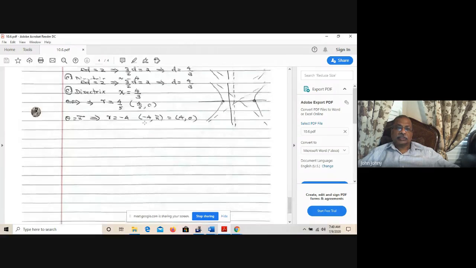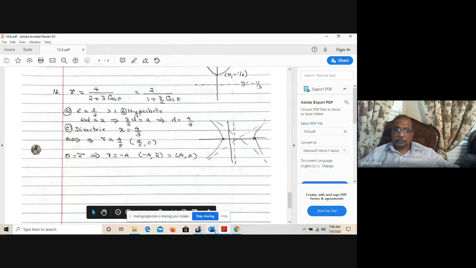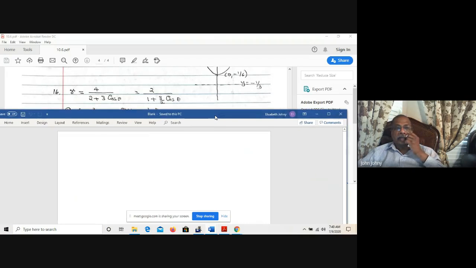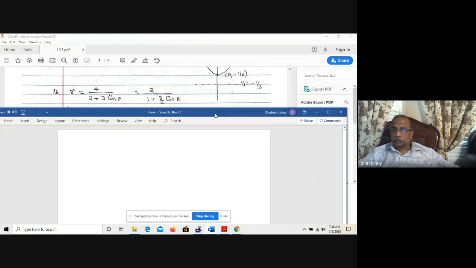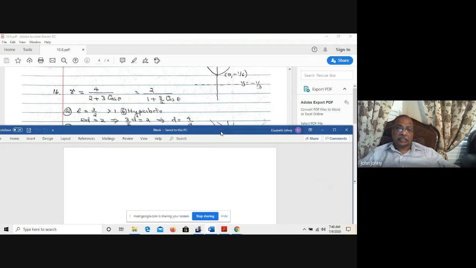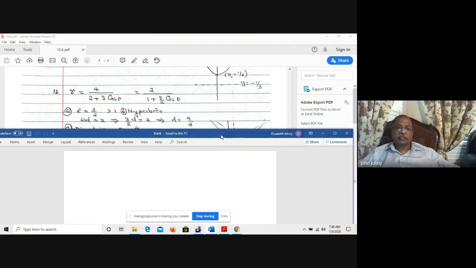Question number 16, the last one. This is r is equal to 4 divided by 2 plus 3 cos theta. Divide numerator and denominator by 2. You get 2 divided by 1 plus 3 over 2 cos theta. Eccentricity is 3 over 2, which is greater than 1. So it is a hyperbola. So ED is the numerator. ED is equal to 2 means 3 over 2 times D is equal to 2. And so D is equal to 4 over 3.